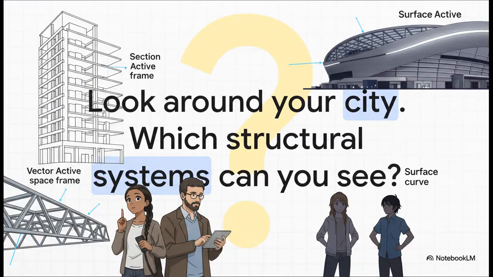So next time you're out, just walking through your city, look up. Is that building a simple section-active frame? Do you see the vector-active triangles in that bridge over there? Or the elegant surface-active curve of a stadium roof? The invisible language of our world is all around you, and now you know how to read it.